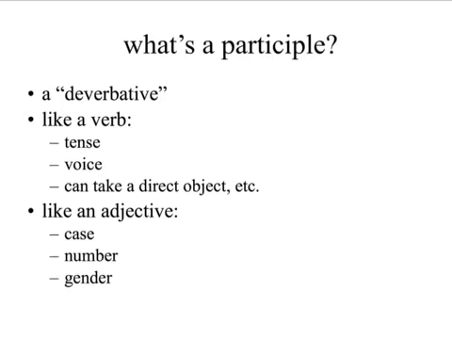So to begin with, what's a participle? A participle is a word that falls into the class of deverbatives, that is to say, words that are formed from verbs. And a participle, in particular, is a kind of hybrid between a verb and an adjective. Frankenstein kind of a mixture, if you will.